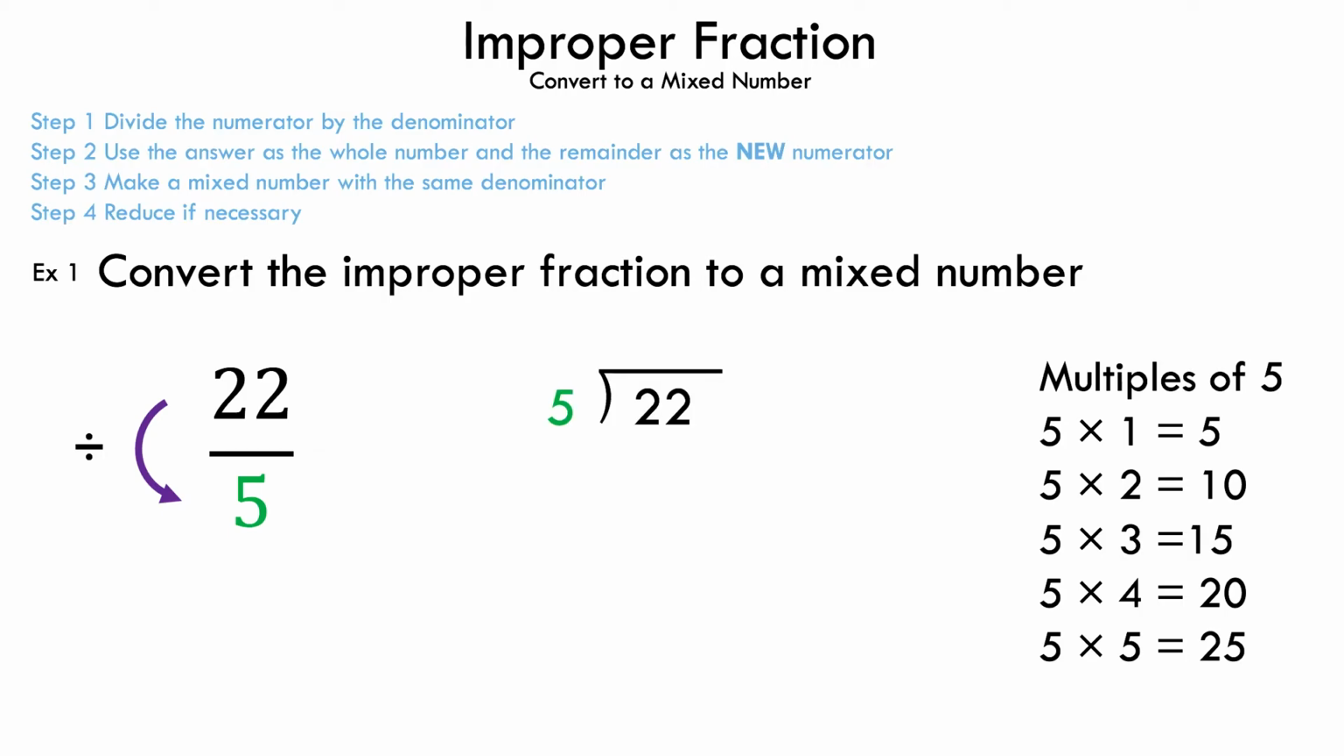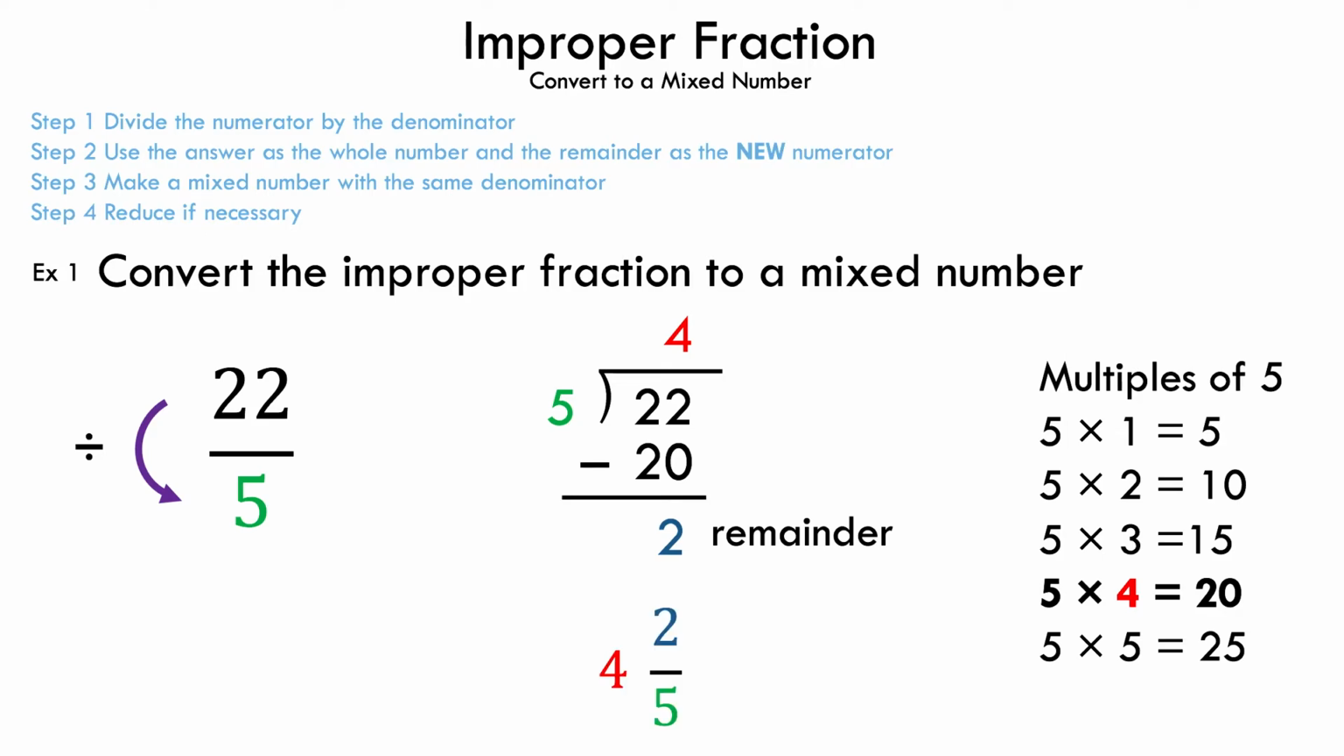So we have 22. Let's pick a multiple of 5 that is closest to 22 without going over, which is 20. And now we're going to use that 4 as our answer. We do 5 times 4, which is 20, below 22. Now we subtract 22 minus 20, which is 2, and that's our remainder. Now we're going to use each of those colored numbers in our new fraction. Our 4 will be the whole number, our 2 will be our numerator, and 5 will be the denominator. So 4 and 2/5 is your answer.